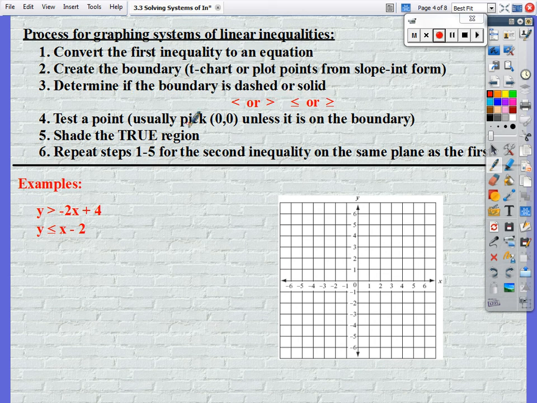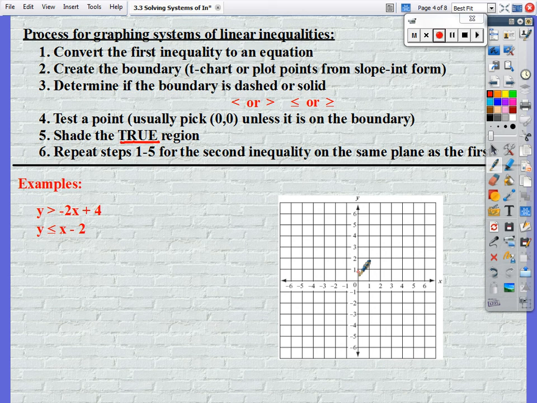Then we're going to test a point. Usually you pick 0, 0 unless it's on the boundary. Then we're going to shade what we call the true region. And then we're going to repeat that process for the second inequality, but graphing it on the exact same plane. And so we're going to have two boundaries that are shaded. And what we're looking for is not where the lines intersect, but where the shaded regions intersect.